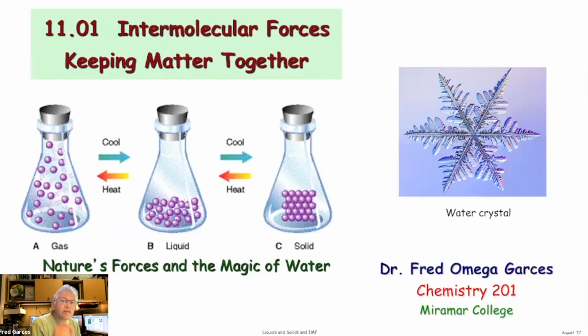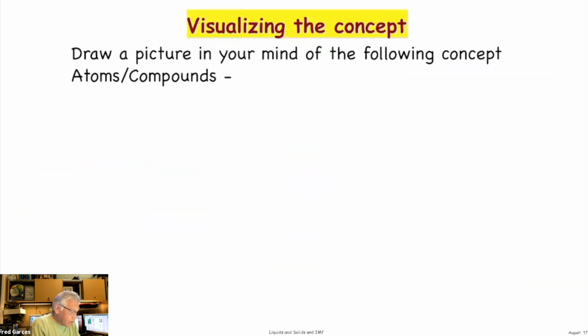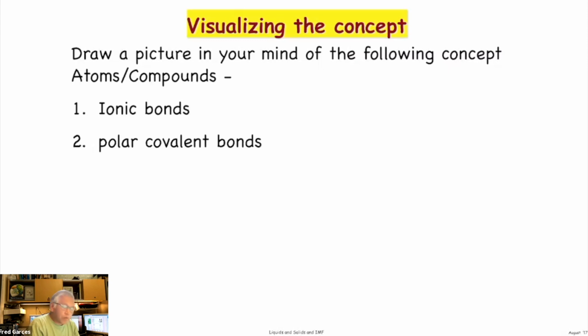Again, this is a review just so that you can catch up on the topics that we're covering. You should be able to visualize in your mind the following concepts. What are ionic bonds? It has to do with the atoms that make them up. What are polar covalent bonds? Again, the atoms that make them up and their attraction for electrons, because remember, bonds are made through the sharing or the transfer of electrons.